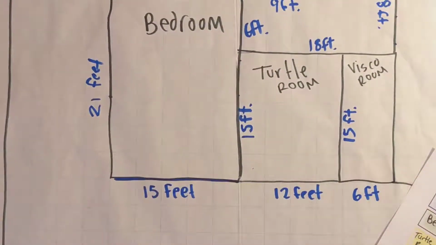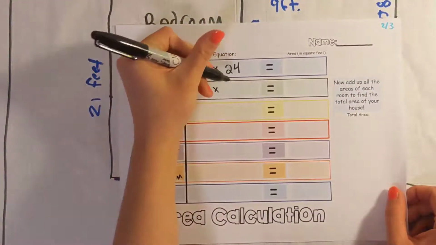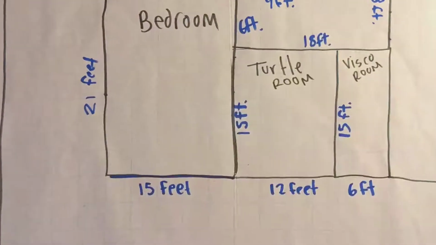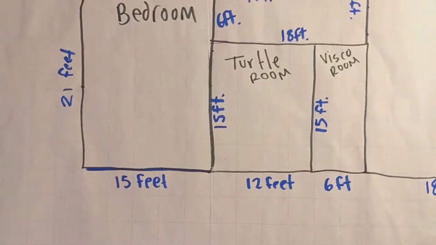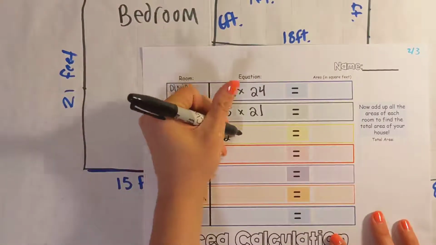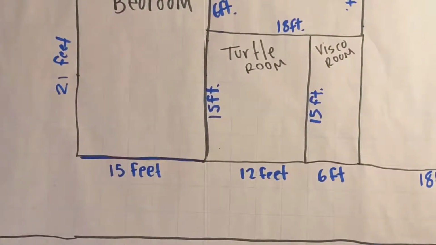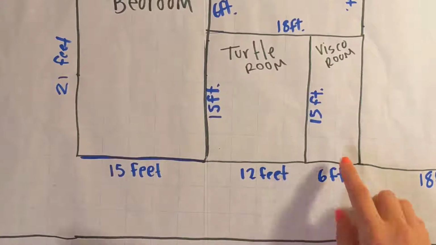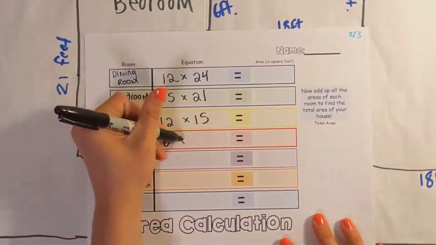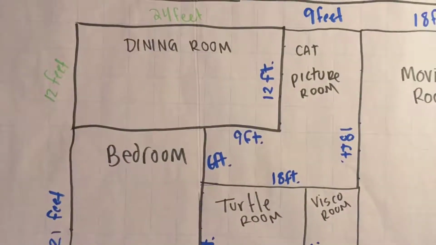what would the equation be for the bedroom? 15 times 21. Turtle room, what would the equation be for that? 12 times 15. Visco gal room, that's going to be my smallest room. What would the equation be there? 6 times 15.